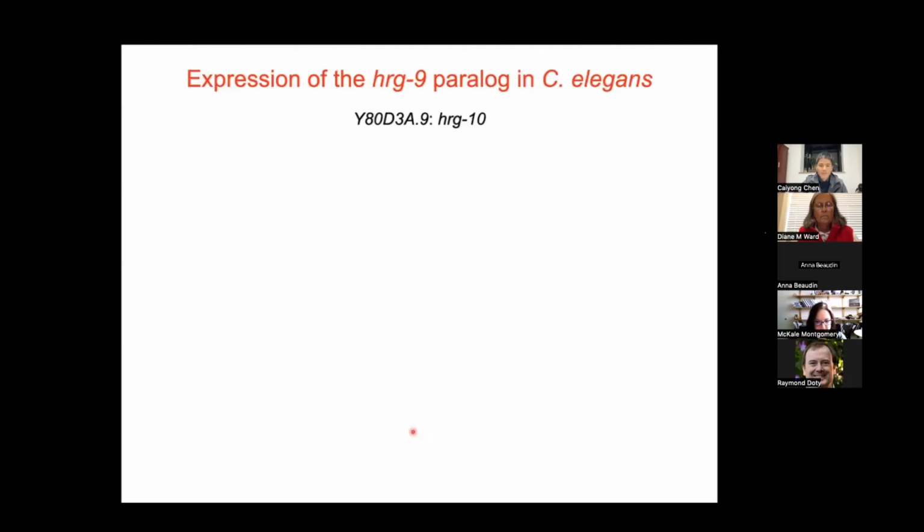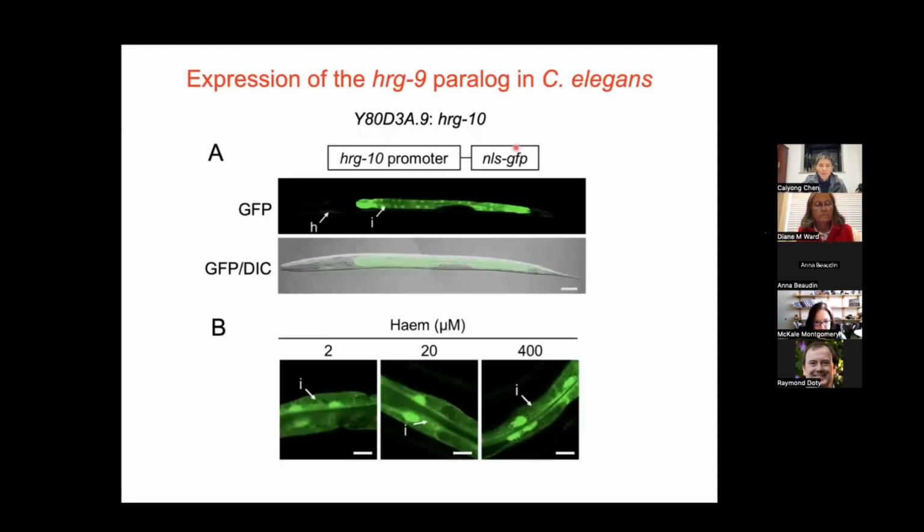In C. elegans, HRG9 has a paralog, which is also previously uncharacterized. It is Y80G38.9, and we call this gene HRG10. Transgenic analysis revealed that HRG10 is also predominantly expressed in the worm intestine. In addition, it is also weakly expressed in another tissue called hypodermis. The expression of HRG10 is not significantly regulated by heme concentrations.